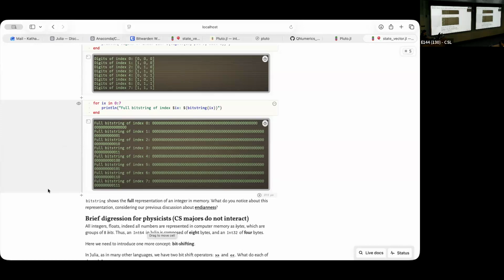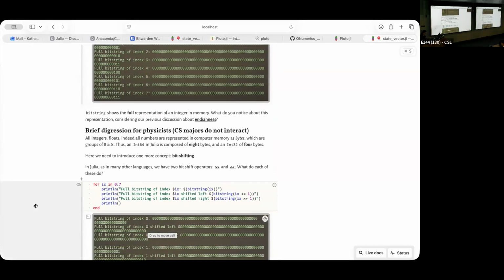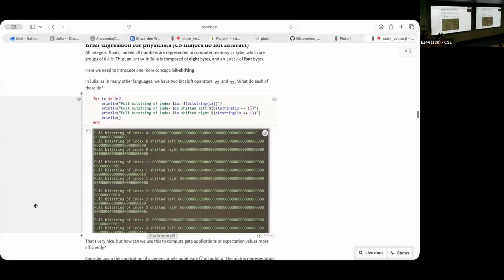And again, this ties back into the discussion of endianness at the front of this. Sorry for all the CS majors here, I'm hopefully not going to completely butcher this. All of the numbers that we're dealing with, like all the integers, floats, whatever, are represented in the computer memory as bytes, which are groups of 8 bits.